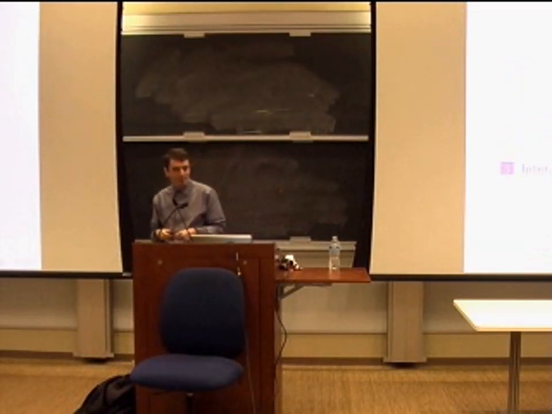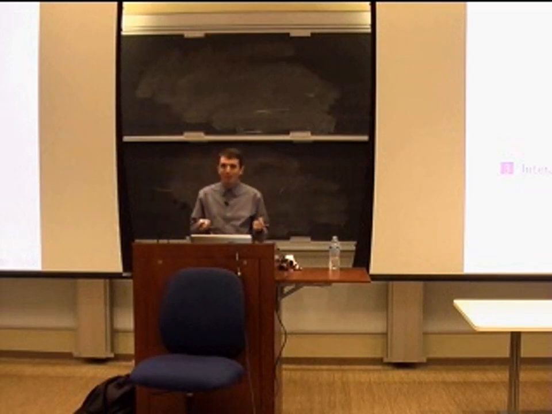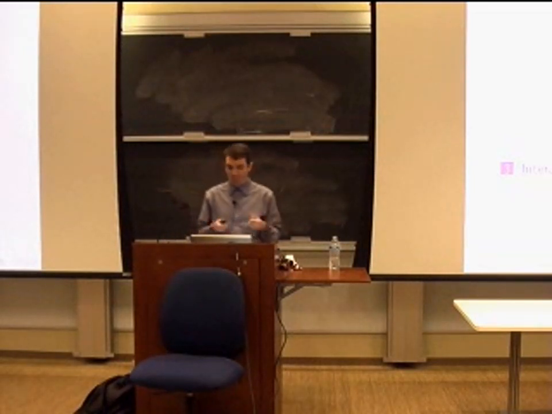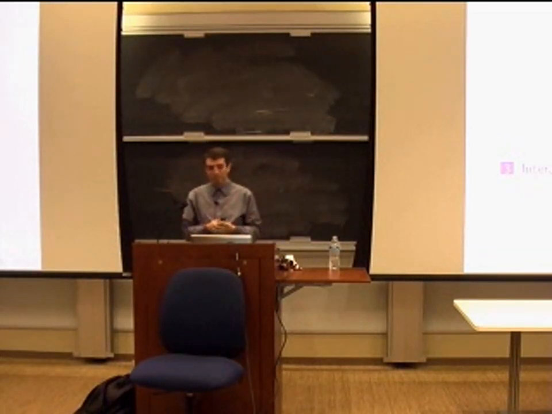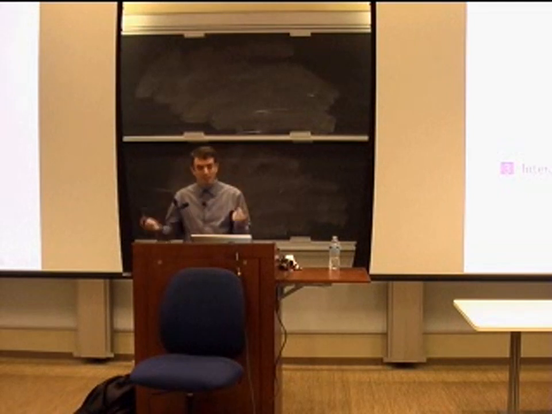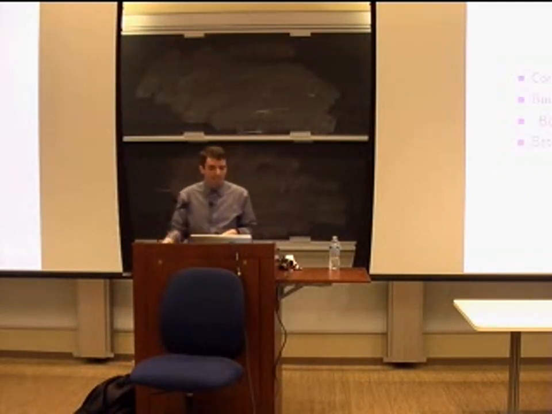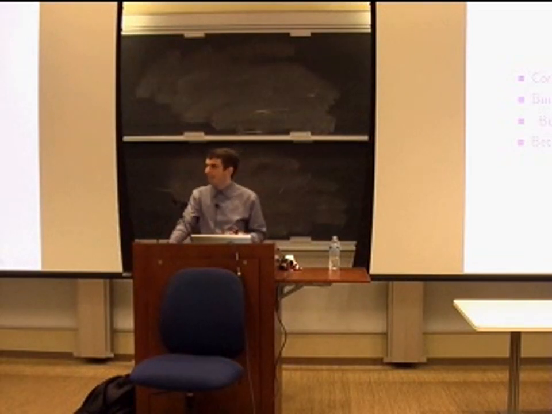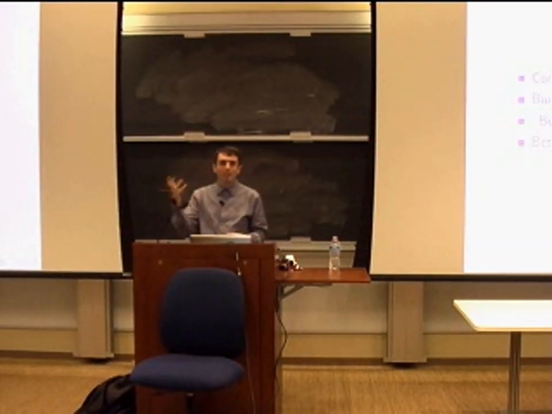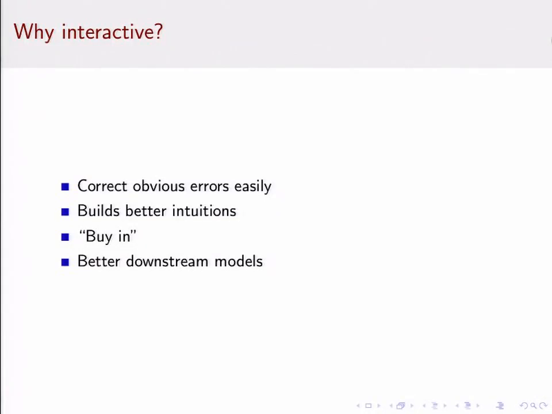So, moving on to what you can do about these problems, how you can fix them. This is a setup for doing interactive topic modeling, where you're able to put the knowledge that you get from humans back into the system. So why make this interactive? One, you can correct obvious errors easily. Humans are really good at detecting problems, and they can tell you what's wrong. Usually, these problems are simple enough that you can fix them. It also builds better intuitions of the model for people who are using it.